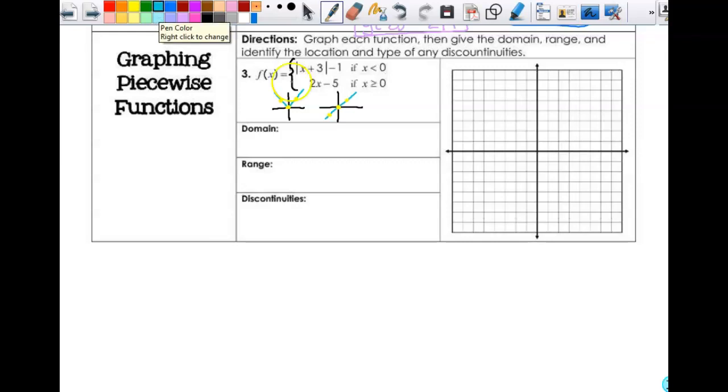I have an absolute value function everywhere x is less than 0. So what I need to do is substitute this 0 in so I can figure out what my right boundary is. I can go up to there and then everything less than that. So when I substitute 0 in here, that'll give me 3 minus 1, which is 2. So I'm going to go to 0, 2. This is less than, so it is an open circle. I can't go to the right of that open circle with my absolute value because it says I only get that when x is less than 0.